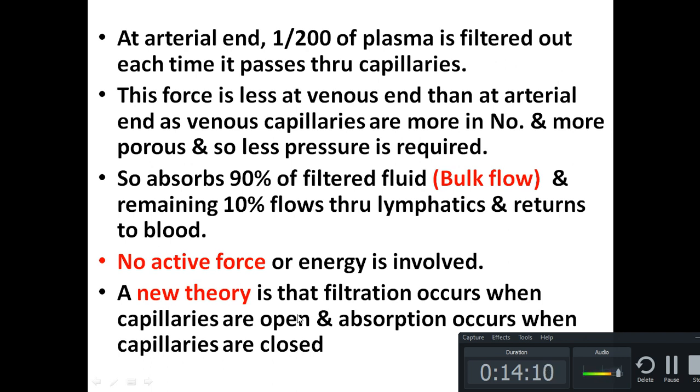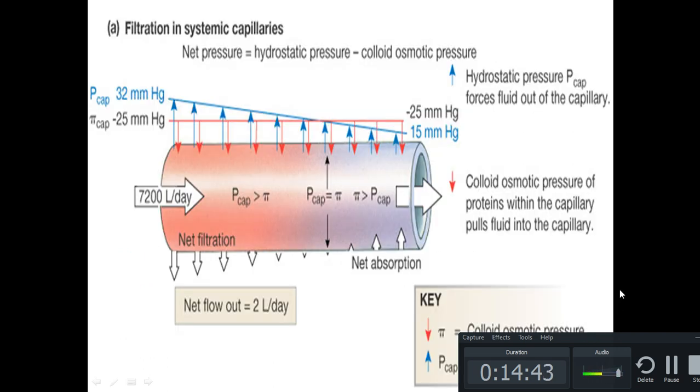Recently, a new theory is that filtration occurs when capillaries are open and absorption occurs when capillaries are closed. We have already learned about the vasomotion theory. That means the capillaries are open for a small period of time and then they are closed and new capillaries are open. So this new theory states that filtration occurs when the capillaries are open and absorption occurs when the capillaries are closed, because then there is less pressure in the capillaries.